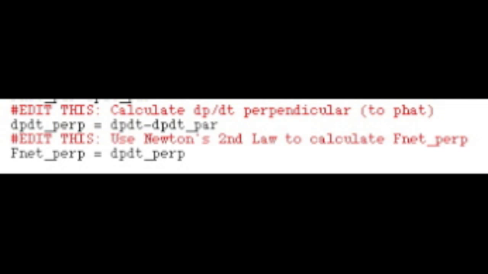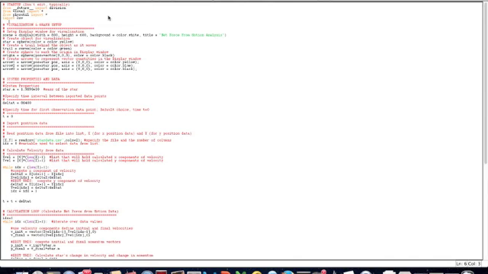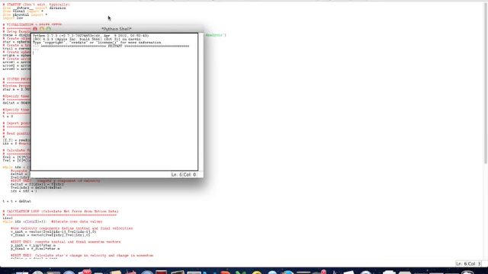Then, since dp over dt is equal to the sum of its parallel and perpendicular components, I found dp over dt perpendicular and in turn F-net perpendicular by subtracting dp over dt parallel from dp over dt. Finally, since the black hole is the only force acting on the star, we can set the magnitude of the gravitational force equal to the magnitude of the net force, which allows us to solve the equation for the mass of the black hole, which is done in this line of code. When the code is run, it shows the orbit along with the net, perpendicular, and parallel forces acting on the star.